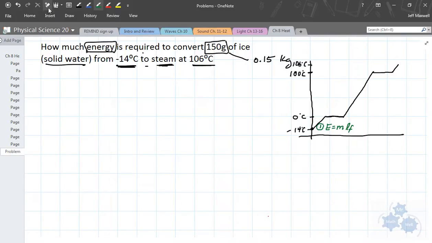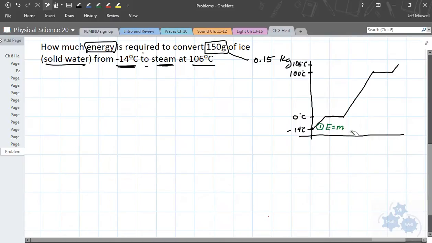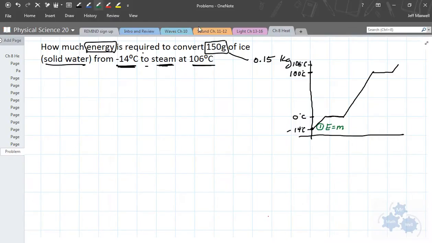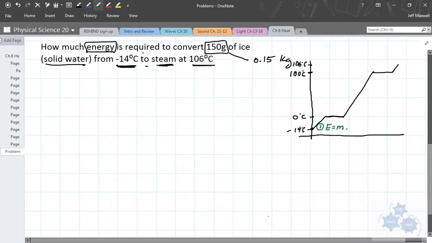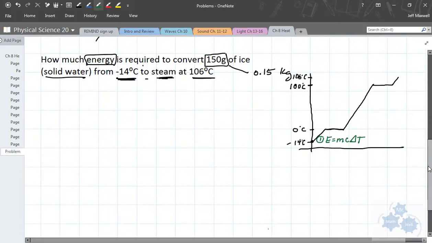Oh, goodness, yes, I got ahead of myself. You're right. That was an honest mistake. I'm sorry. Good catch. That's coming next. MC delta T. Oh, goodness. Okay. Number 1. Very good. You guys are on top of things. I love it. Number 2. Let's try this again. This is the ELF one, right? E equals M L of fusion. For number 2, that's this space right here. Good?